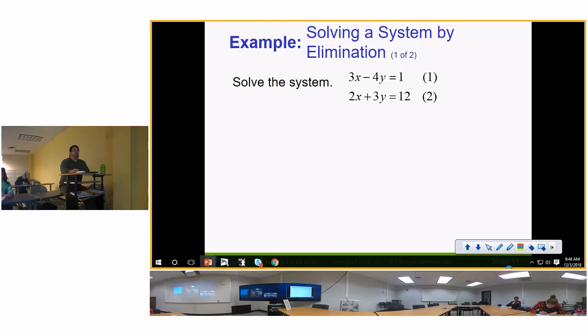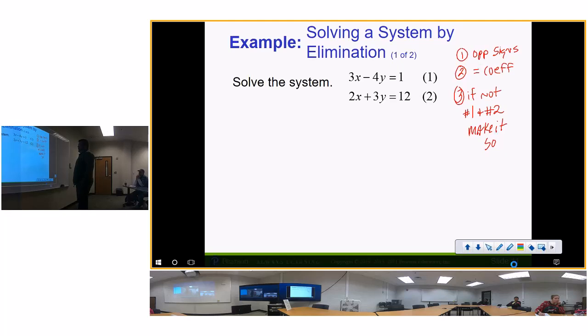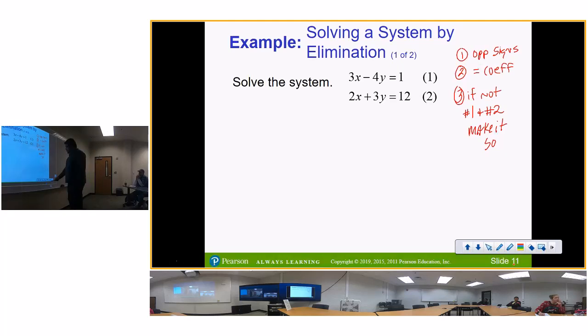1, look for opposite signs. 2, look for equal coefficients. Number 3, if not, 1 and 2 make it so. All right, so first of all, do we have opposite signs anywhere? Yes. Where? The y values. Okay, so I'm going to focus on those.